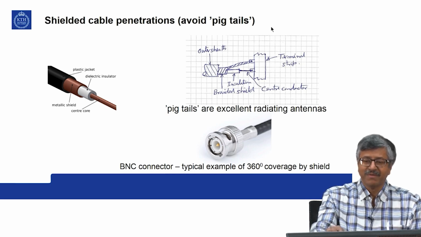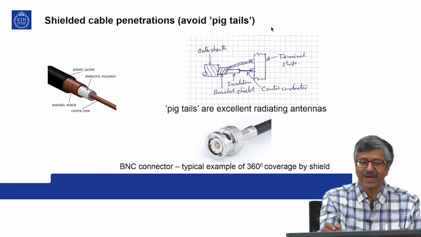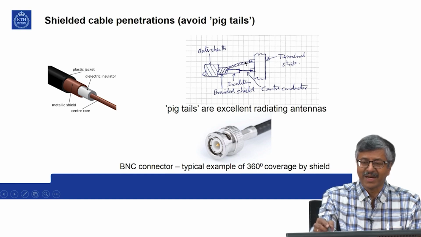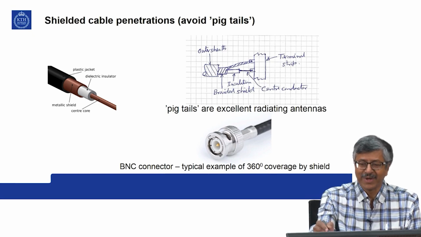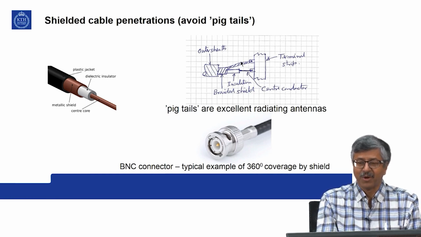So pigtails are favorite for most engineers, because if you want to connect a cable to some equipment, the easiest thing is to remove the insulation, take the inner conductor, then take the shield, and form a pigtail and connect it like that. Of course, functionally this is okay, but not from an EMC point of view, electromagnetic interference point of view, because now you are creating a nice loop antenna or a dipole antenna, depending upon how you see that, which can radiate and create problems.